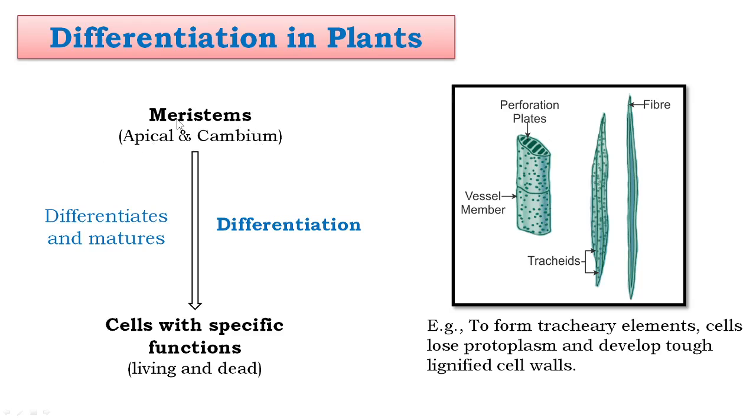So meristems, or the cells which are present in these regions or tissues, have the potential to divide.